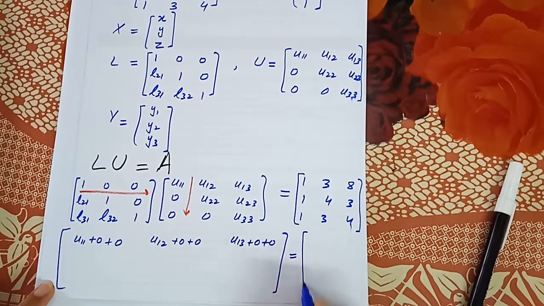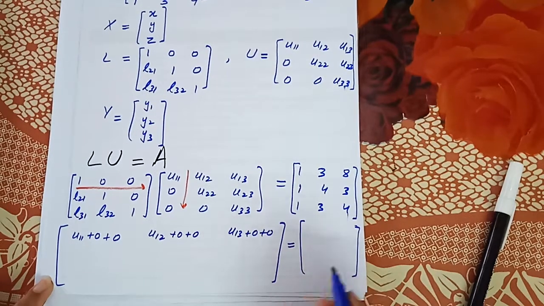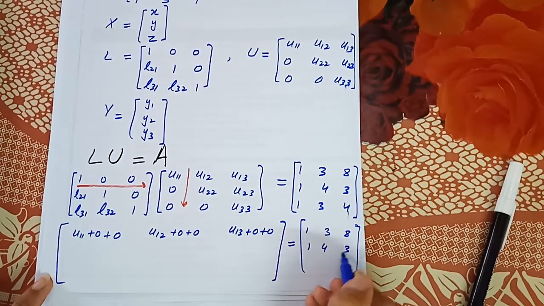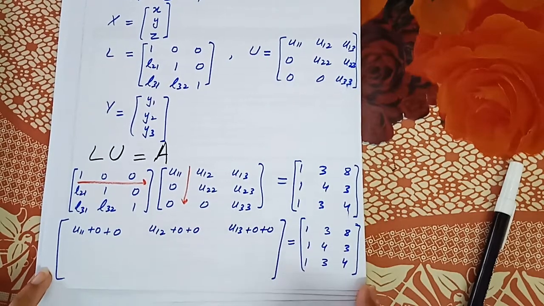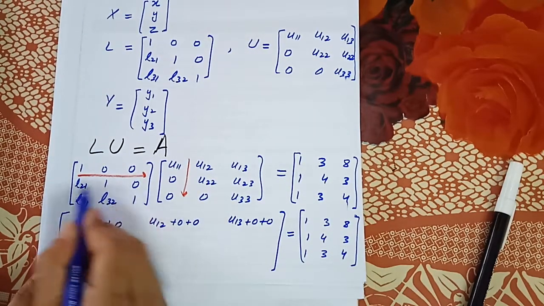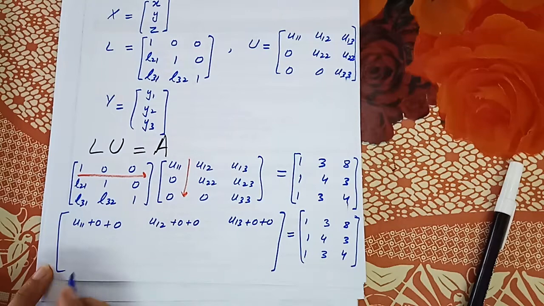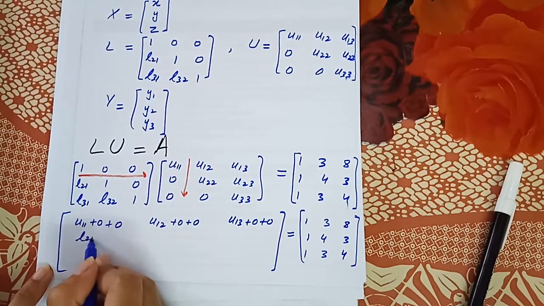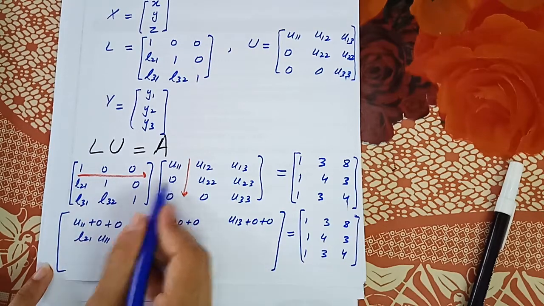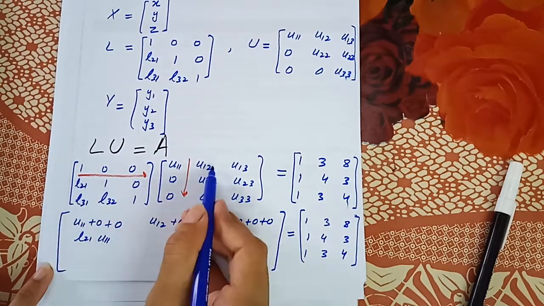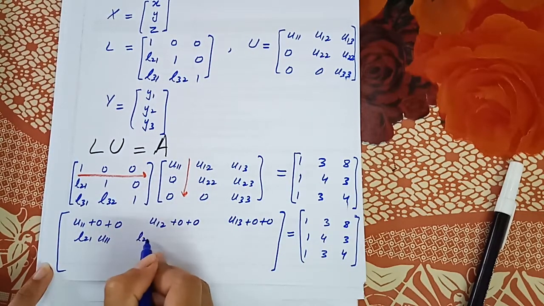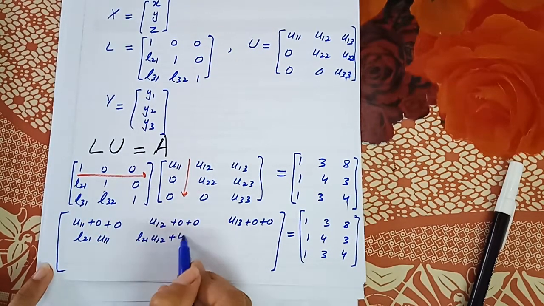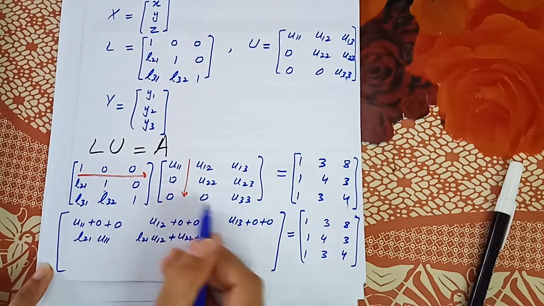Now on the right side, this matrix will come as it is: 1, 3, 8, 1, 4, 3, 1, 3, 4. Now take the next row and multiply with all the columns. So L21 times U11 plus 0 plus 0. Now L21 times U12 plus 1 times U22 and plus 0, the third entry.